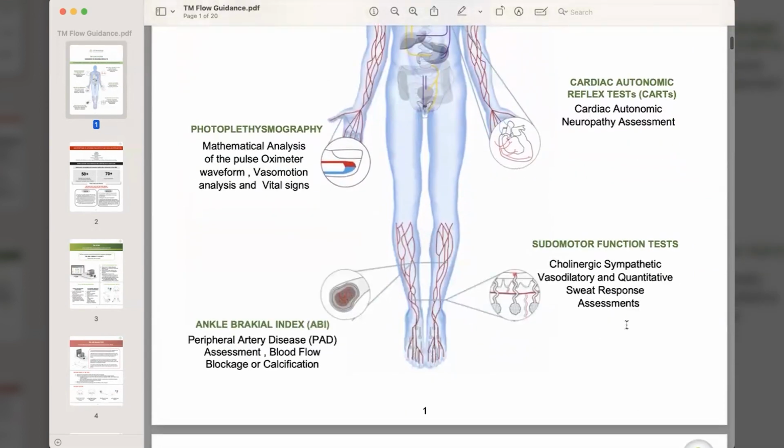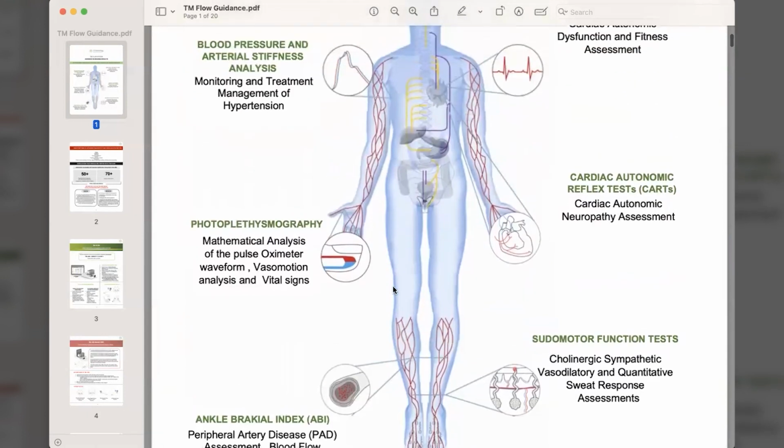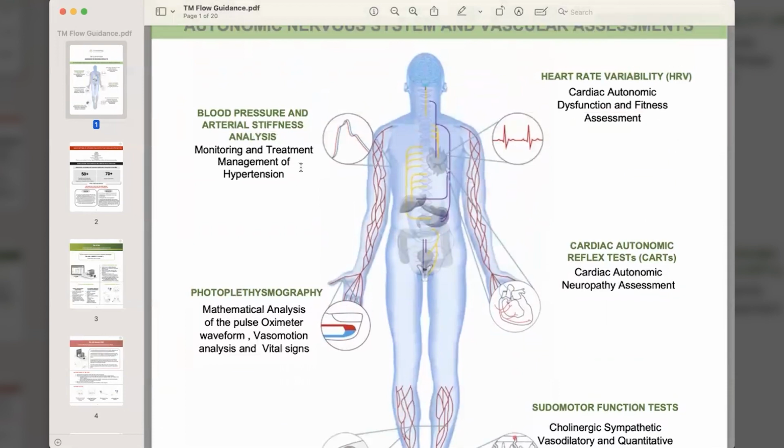Due to motor function, you know what that is. That's testing the sweat response of the feet, and that is going to diagnose small fiber neuropathy. The ankle brachial index, or ABI, is detecting the blood flow in their lower extremities. It's looking for blockage or calcification, and that'll diagnose peripheral artery disease. The pulse oximeter is detecting photoplethysmography, and it's using mathematical analysis of the waveform to analyze vasomotion and the vital signs. And then the blood pressure and arterial stiffness analysis is for monitoring and treatment management of hypertension.